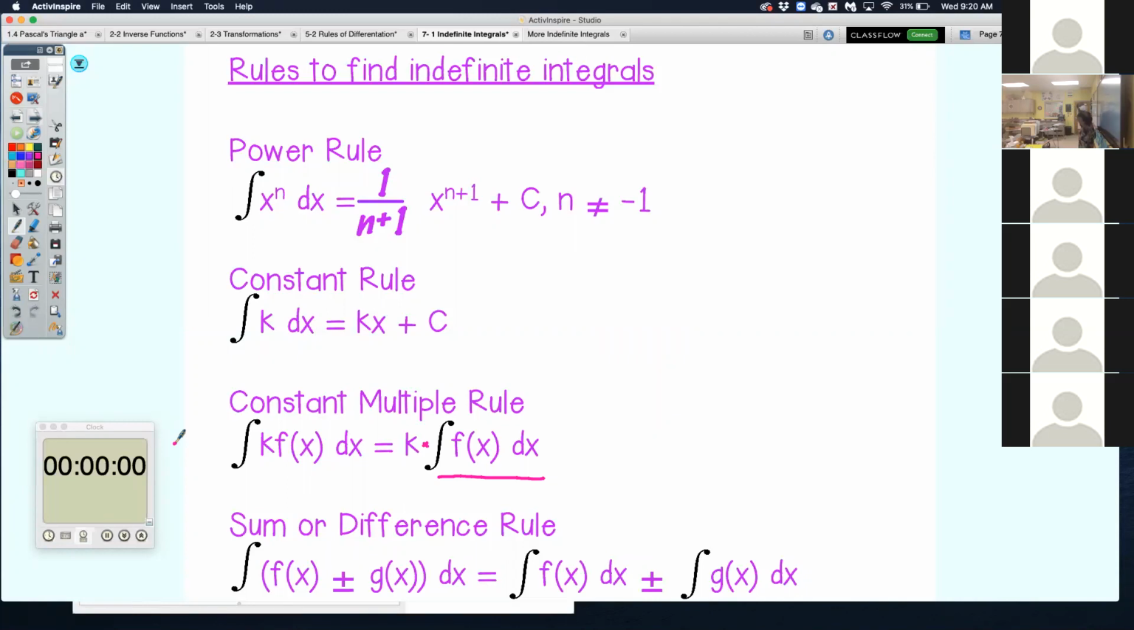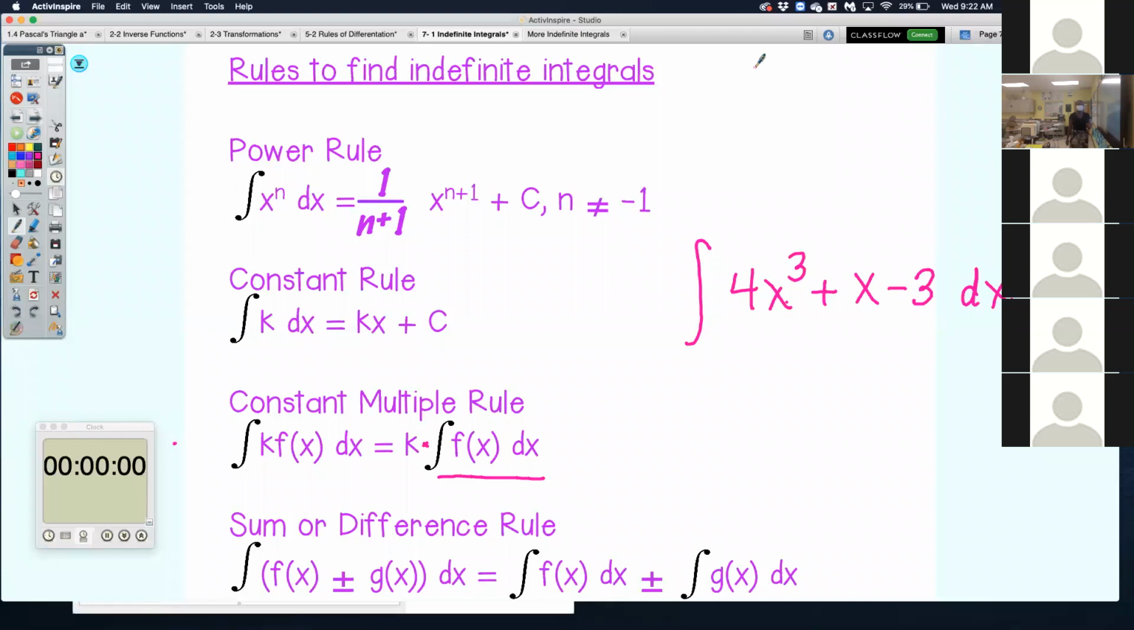And then you have your sum or difference rule, very similar to how it was for derivatives. When you're finding the integral of an expression, so you have multiple pieces, you're doing the antiderivative of each individual piece.